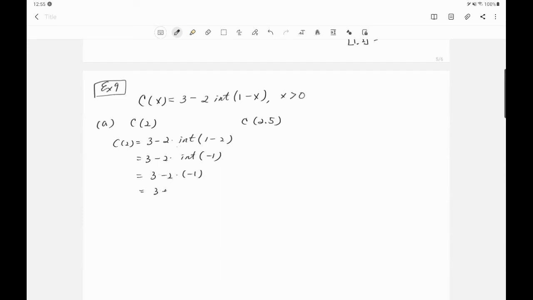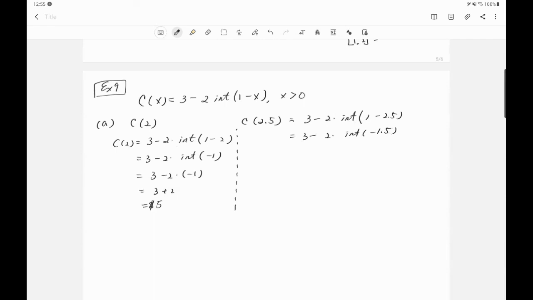So that equals 3 plus 2, which is 5. So the cost will be $5 if you park for 2 hours. Okay, let's try when x is 2.5. Then 3 minus 2 times the greatest integer of 1 minus 2.5. So 1 minus 2.5 is negative 1.5.